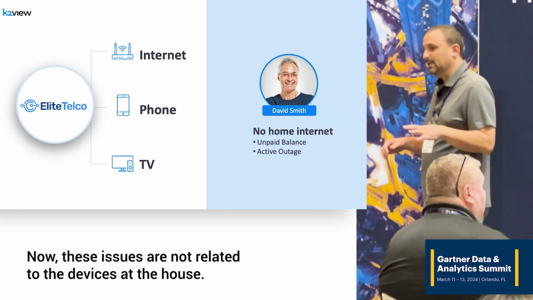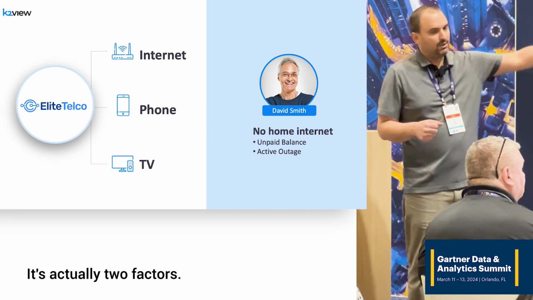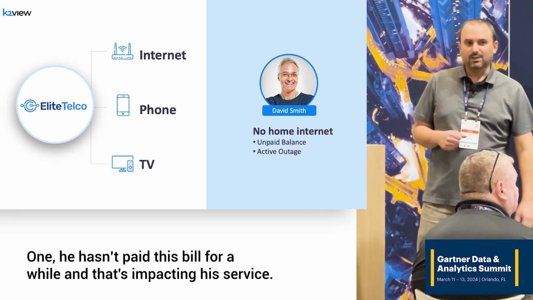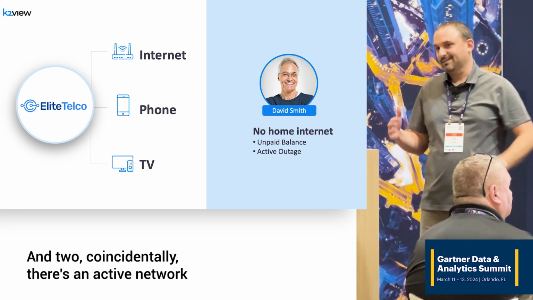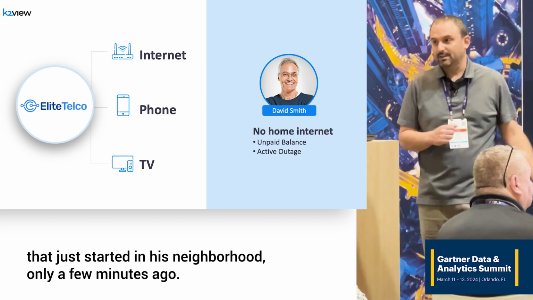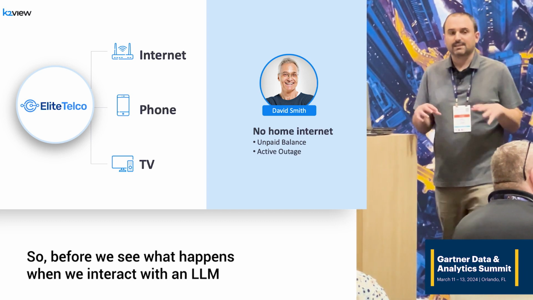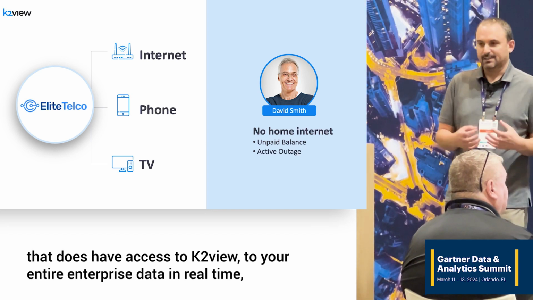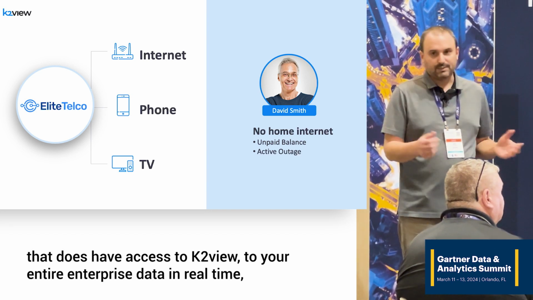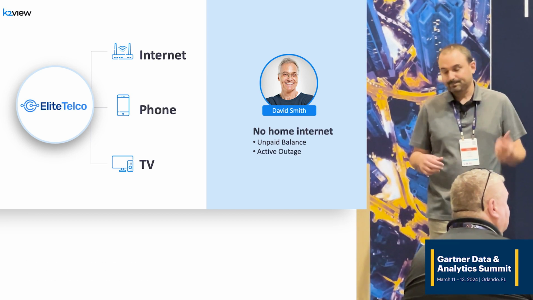Now, his issues are not related to the devices of the house. It's actually two factors. One, he hasn't paid his bill for a while, and that's impacting his service. And two, coincidentally, there's an active network outage that just started in his neighborhood only a few minutes ago. So before we see what happens when we interact with an LLM that does have access through K2View to your entire enterprise data in real time, let's see what happens when we interact with one that does not.